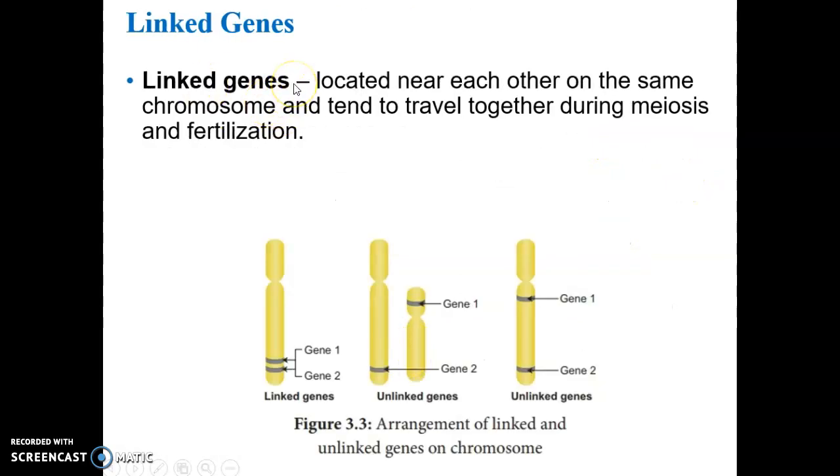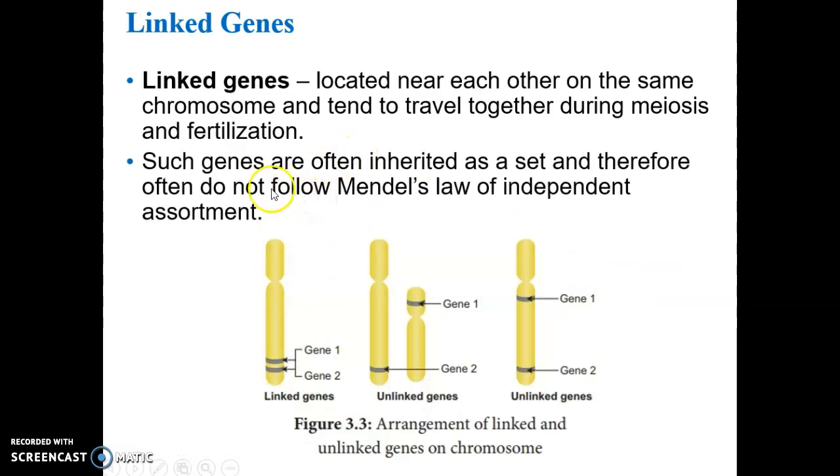So linked genes, however, are genes that are located close to each other on the same chromosome. Right? So most likely they will travel together and be linked together as the chromosomes separate during meiosis. Right? There's no real chance of them getting separated through, say, crossing over. Okay? So such genes are often inherited as a set and therefore don't really follow Mendel's law of independent assortment.